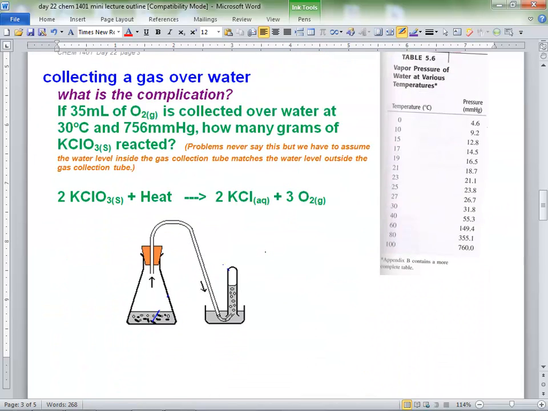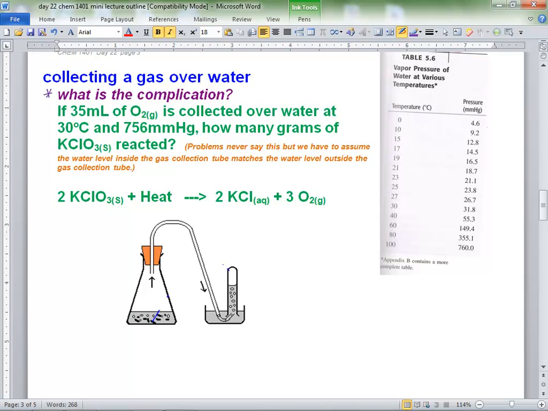Okay. Collecting a gas over water. So let's worry about this later, once I talk about the question and see how to solve it, and then we'll identify the complications. So let's pretend there's not one right now. If 35 mL of oxygen gas is collected over water at 30 degrees Celsius and 756 millimeters of mercury, how many grams of potassium chlorate reacted?